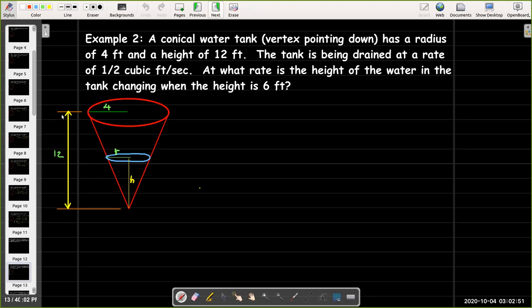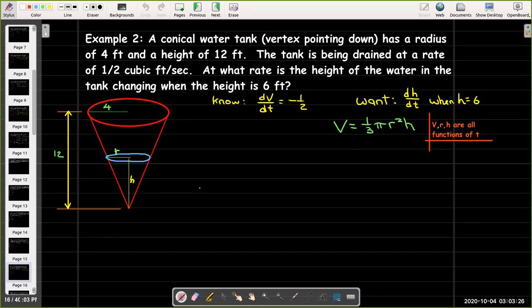Our cone has a radius of 4, it's 12 feet high. The water inside the tank forms a cone of water, and we're going to call its radius r and its height h. And we know that the volume is decreasing because the water is being drained, so negative 1/2. And we'd like to know what is dh/dt when h equals 6. So our volume formula for a cone is V equals 1/3 pi r squared h. Now, V, r, and h, all three are changing with time.